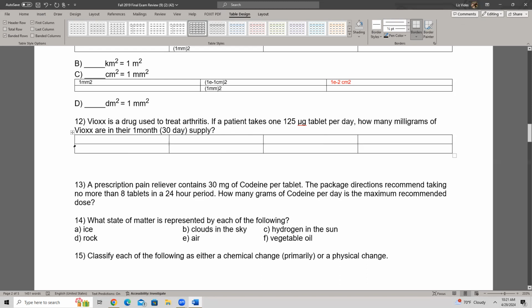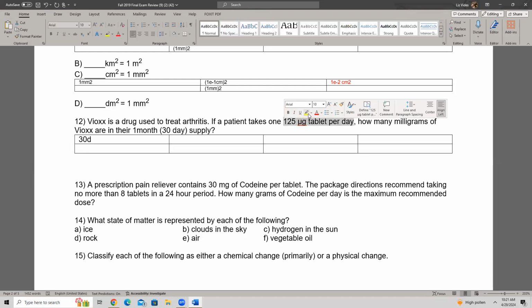So they're asking you for 30 days, right? What did they give you that is per day? See right here, this is your first conversion factor. So for 1 day, you get 125 micrograms. I'm just going to call it MCG. They're not wanting it in micrograms, though, they're wanting it in milligrams.